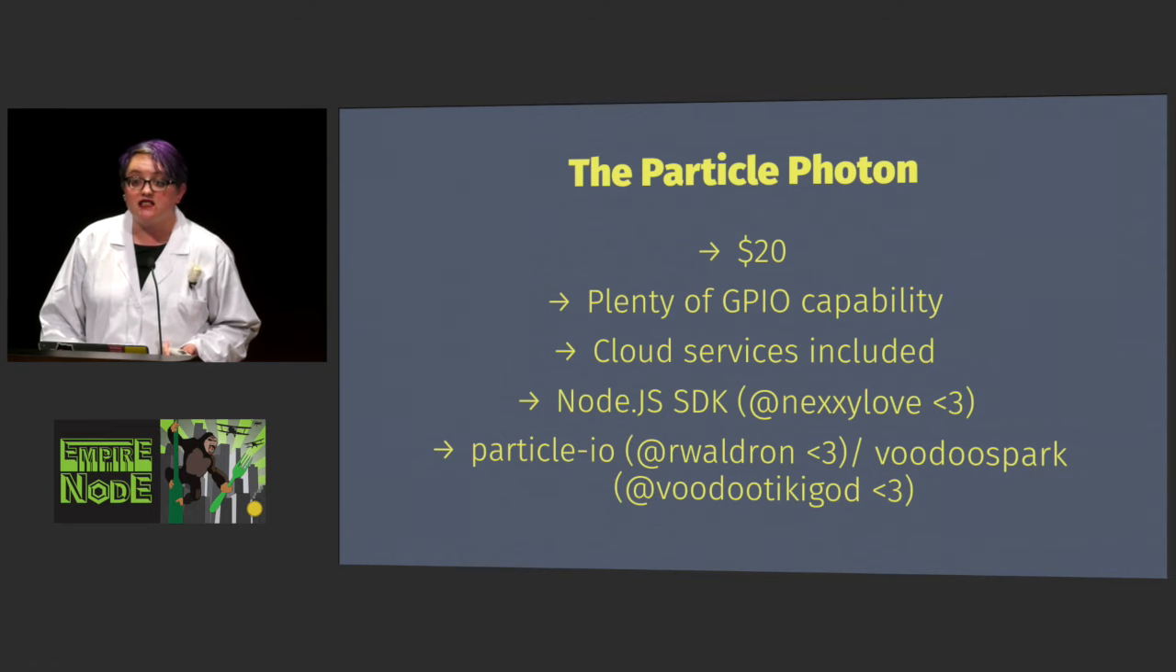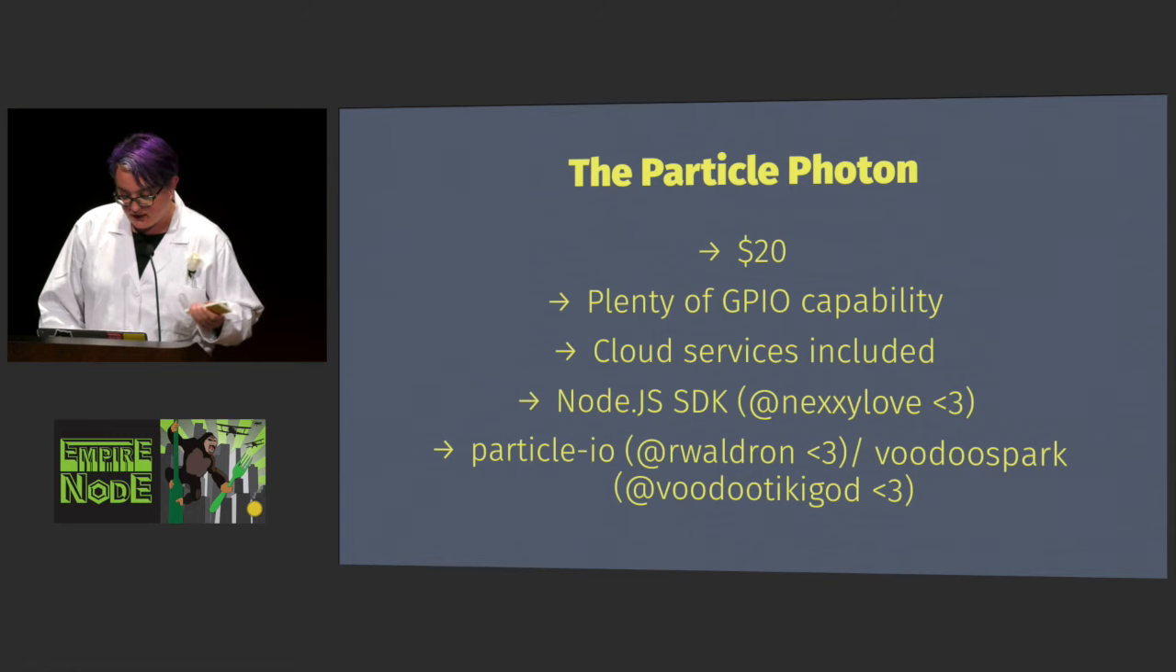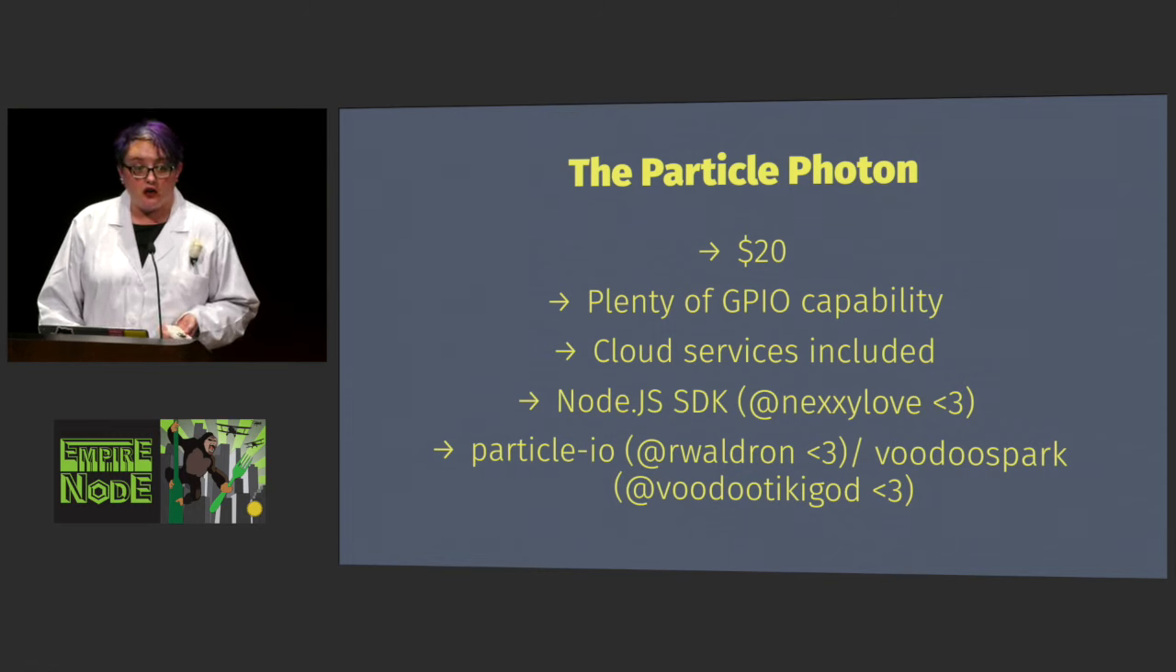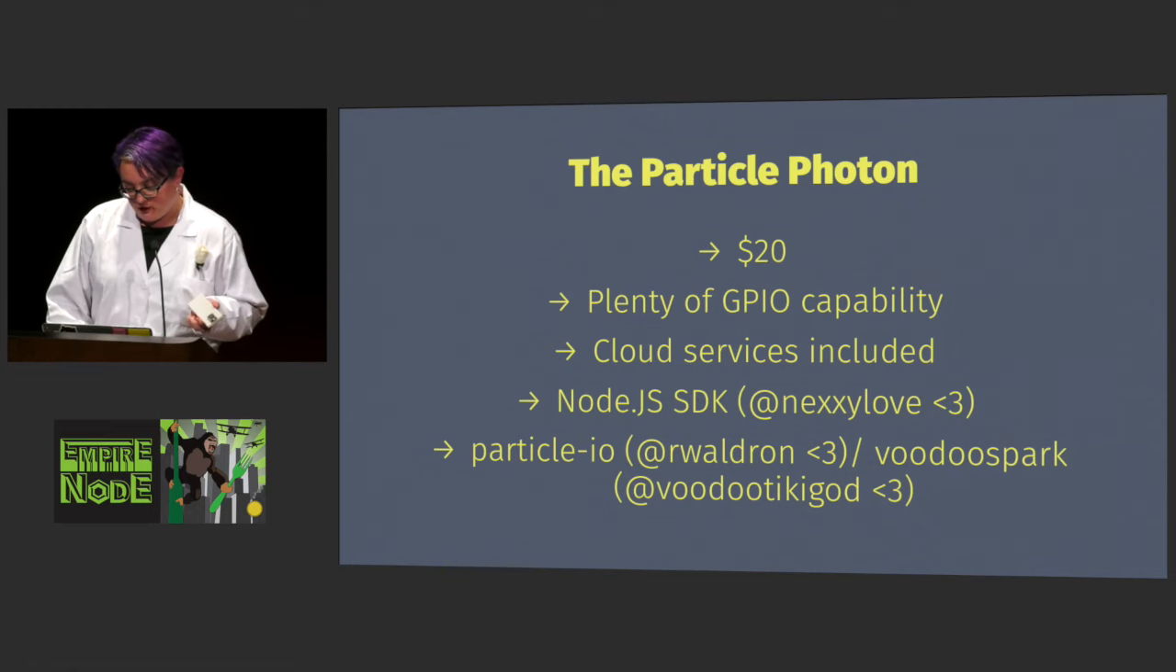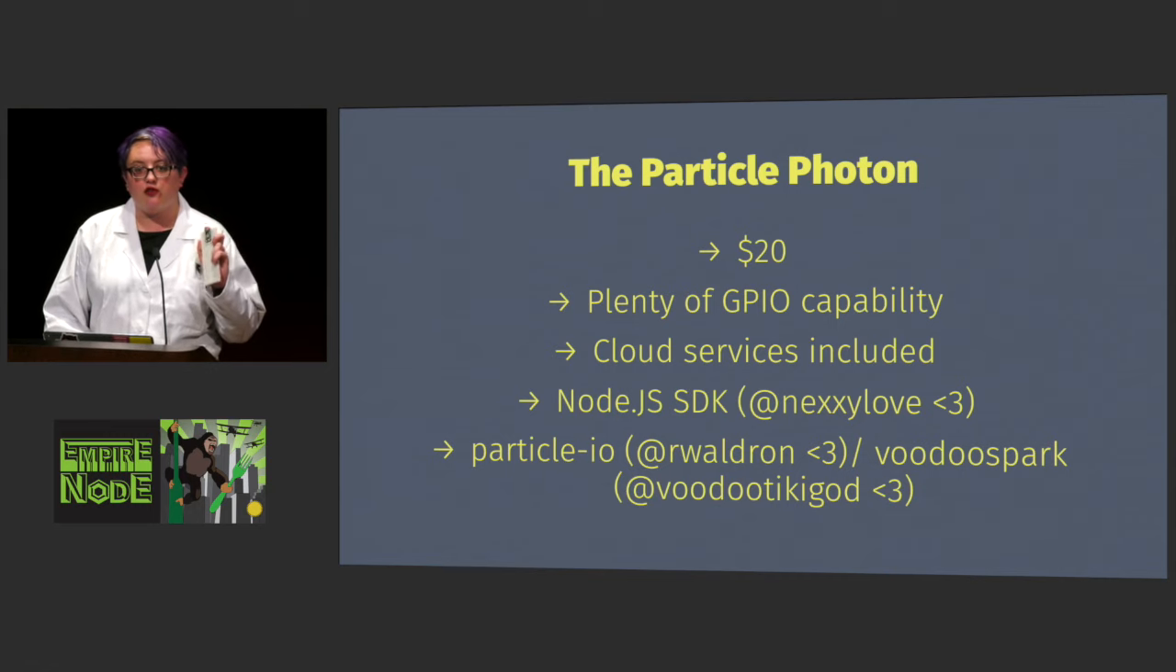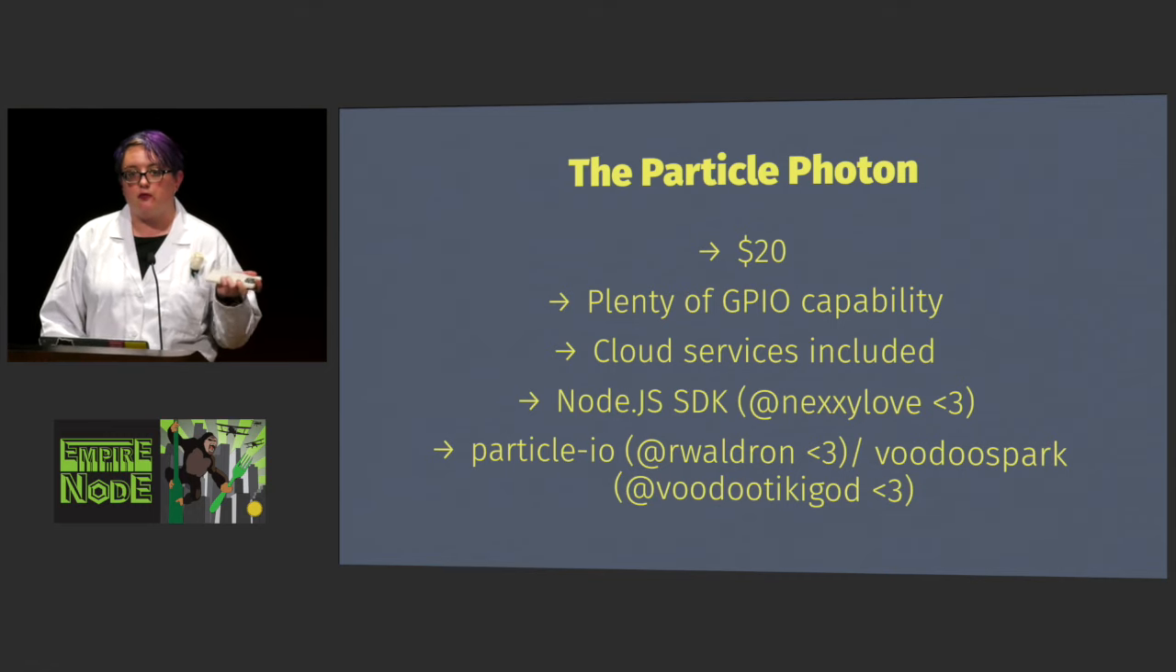There is a Node.js SDK for playing with the Photon. Emily Rose, Nexxy Love on Twitter, wrote it. Pretty great. If you use Johnny-Five, there is also Particle-IO, which was written by R. Waldron and several others. And Voodoo Spark is the firmware that runs on the Photon to make the Particle-IO wrapper work. And that was written by Chris Williams, who runs JSConf.